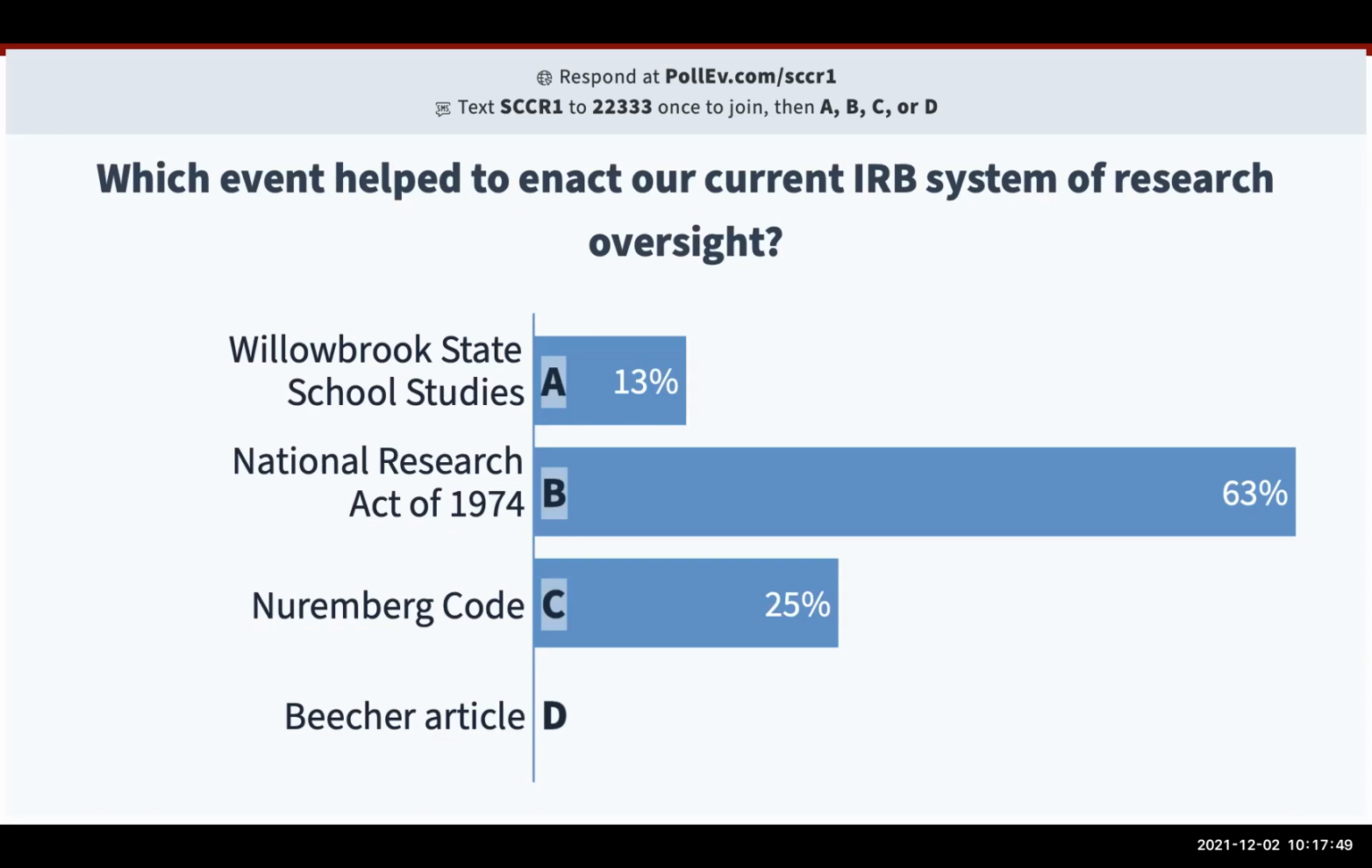Now that I think about this question, I think there's actually two right answers. B and D. And actually the one that I was going after is D. The Beecher article helped to usher in the use of IRBs, but the National Research Act of 1974 was also pivotal. So B or D for this question. I'll change that for the next class. This should be more explicit.